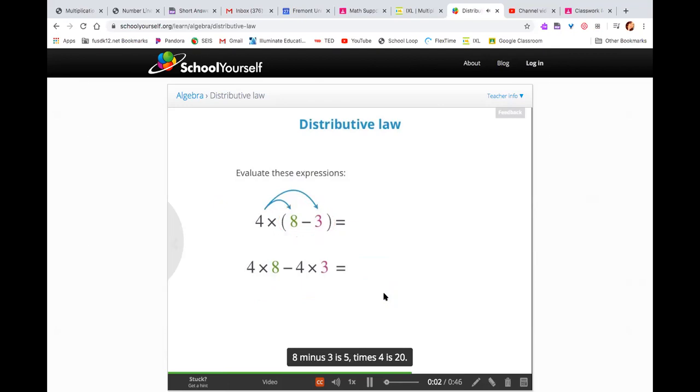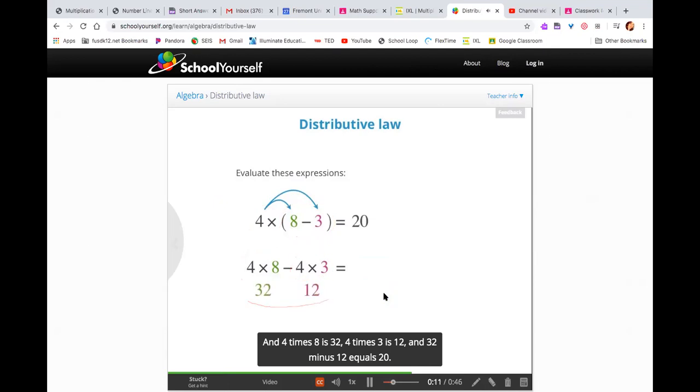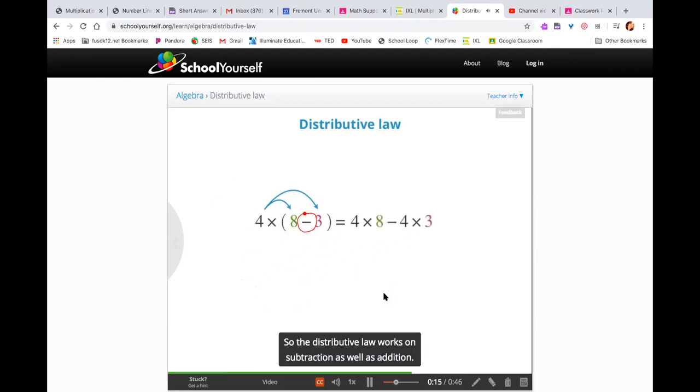Nicely done. 8 minus 3 is 5 times 4 is 20. And 4 times 8 is 32. 4 times 3 is 12. And 32 minus 12 equals 20. So the distributive law works on subtraction as well as addition.